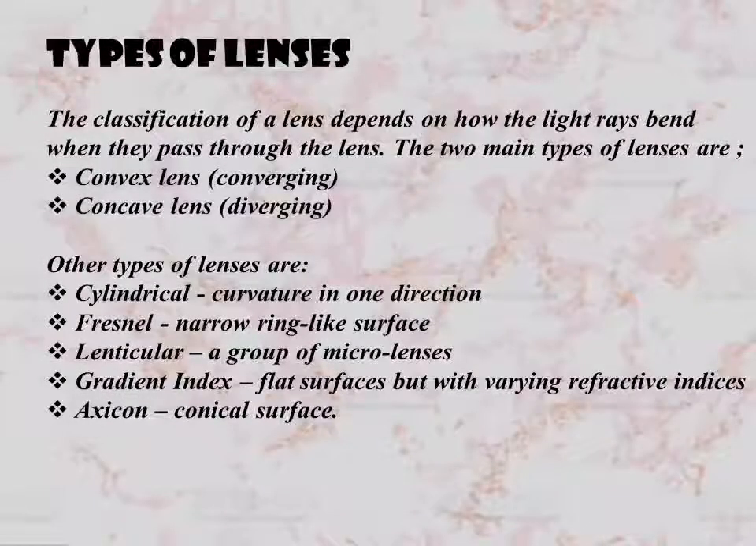Types of lenses. The classification of a lens depends on how the light rays bend when they pass through the lens. The two main types of lenses are convex lens or converging lens, and concave lens or diverging lens.